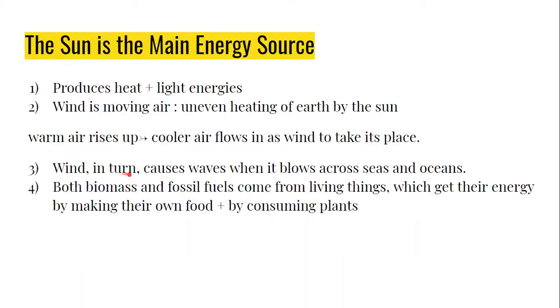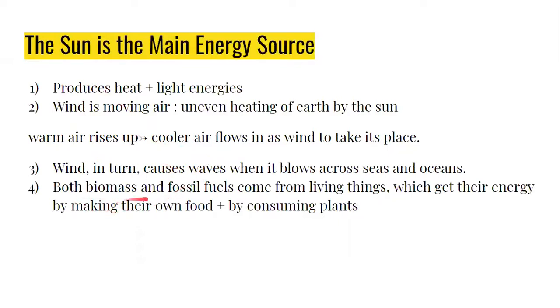Now, wind in turn causes waves. So we already know that wind is indirectly caused by the sun, because this is due to uneven heating. Then we also know that wind causes waves, and if waves are caused by wind, and wind in turn is caused by the sun, this can be traced back to the sun as well. Now, waves are produced when wind blows across seas and oceans, right?